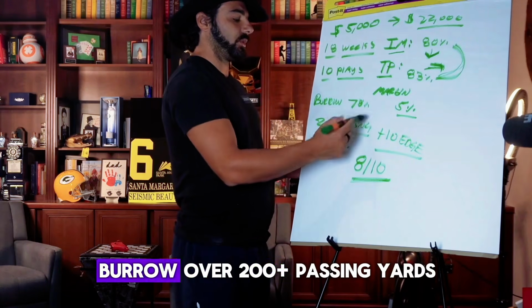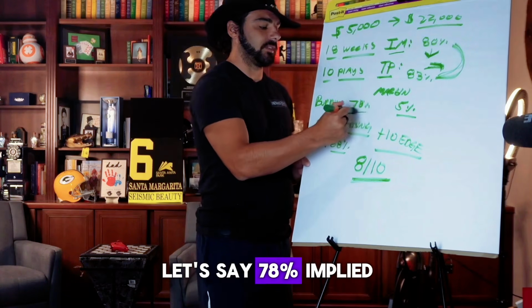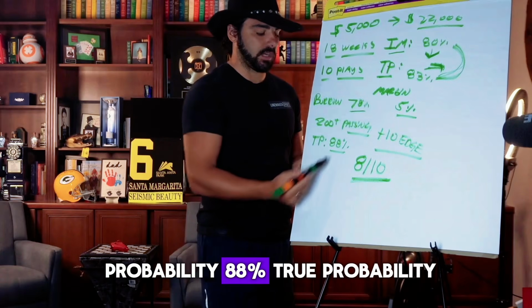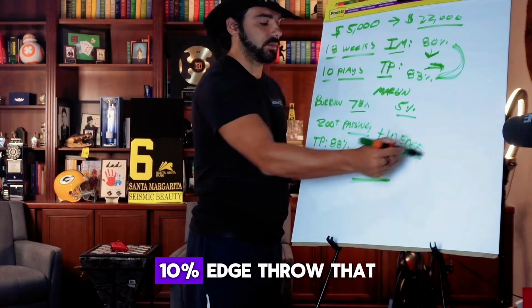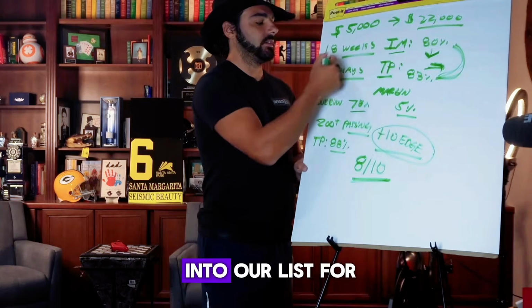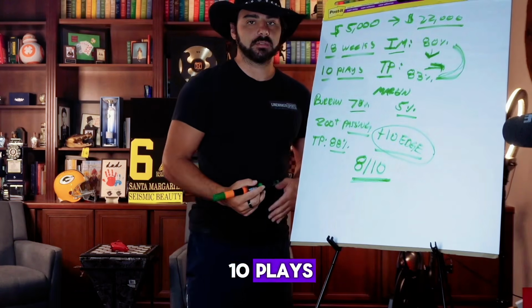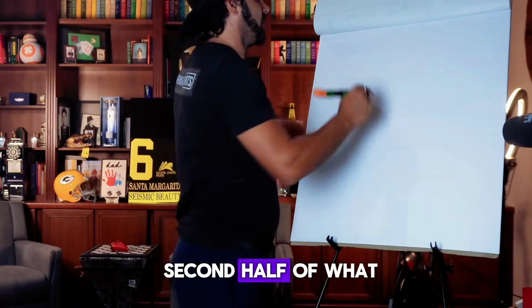For example, Burrow over 200 plus passing yards. Let's say 78% implied probability, 88% true probability, 10% edge. Throw that into our list for 10 plays. Now that's just the first half of it. Let's get into the second half of what you need to do here.